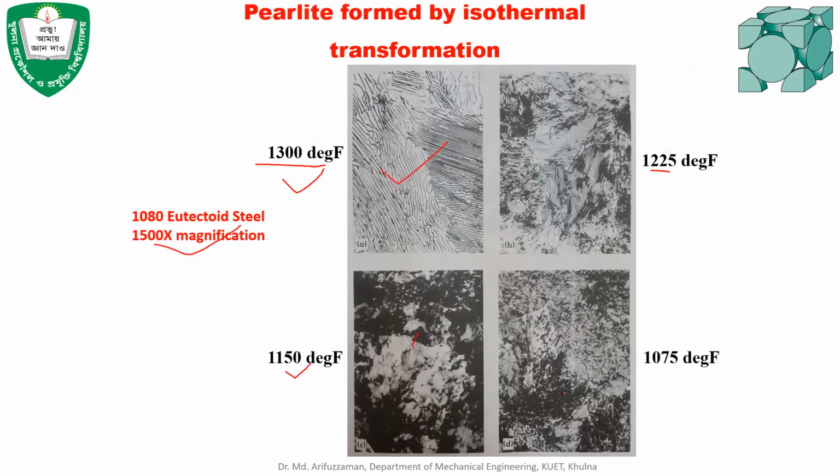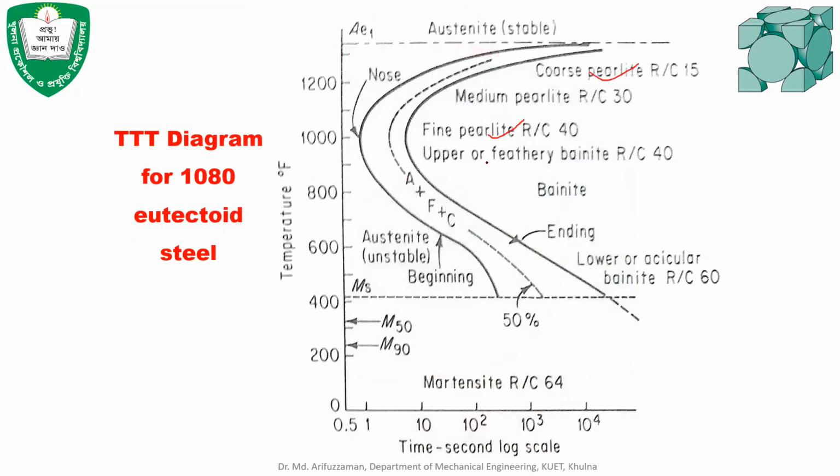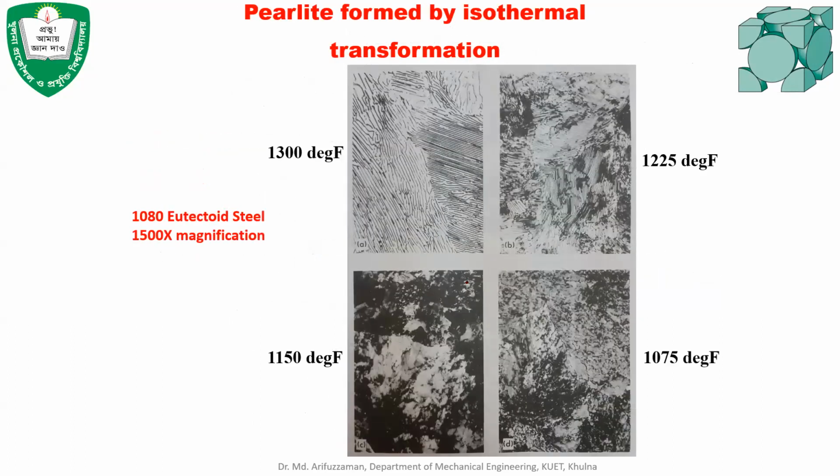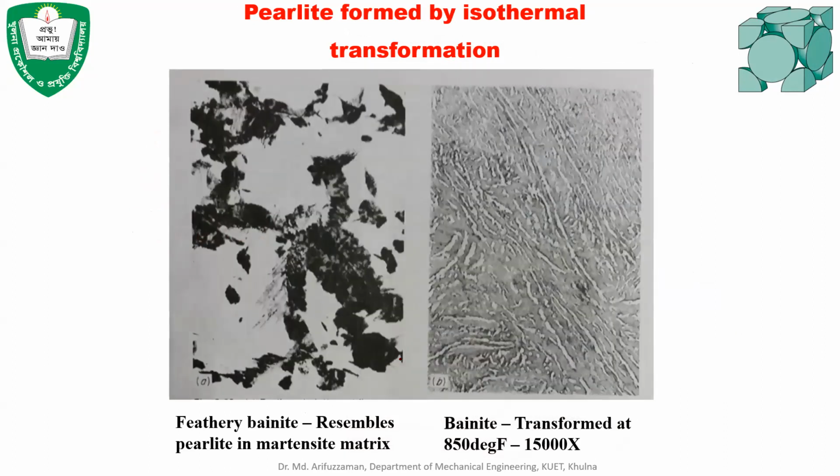like fine perlite, and finally you will get feathery bainite. The last one is, I guess, upper or feathery bainite, and fine perlite. The medium perlite will be these ones. That means if you decrease the temperature of transformation, you will get a finer structure. That means finer perlite will be produced. And in the bainite transformation, if you drop the temperature further, you will get feathery bainite, which produces a more finer structure.